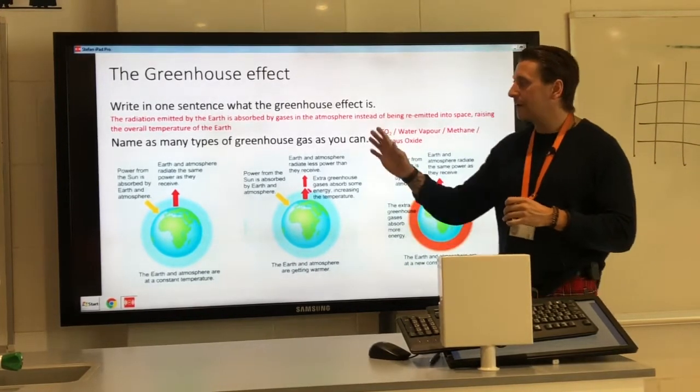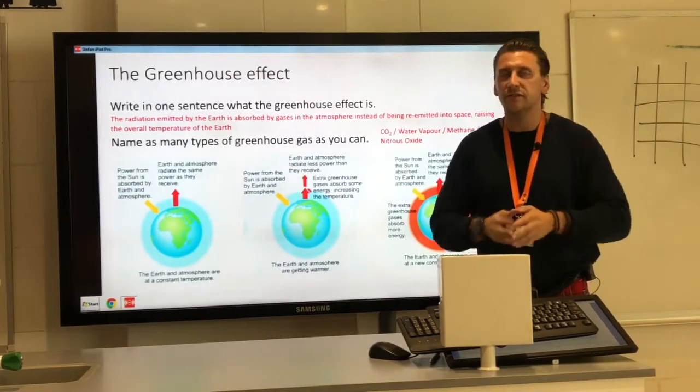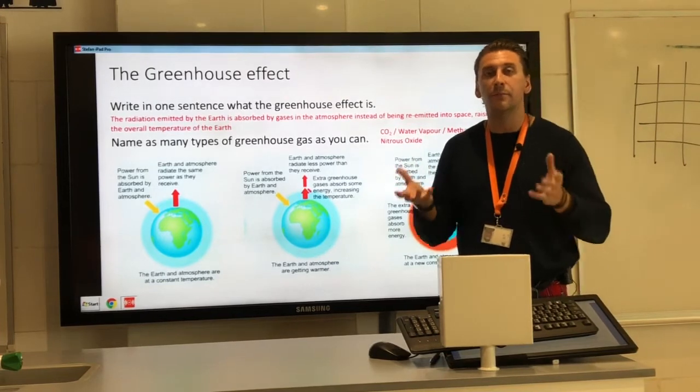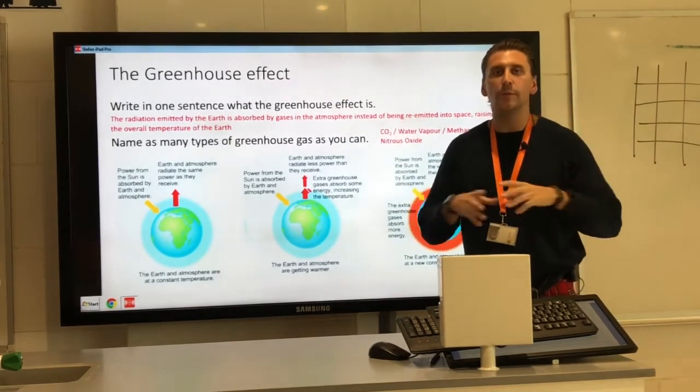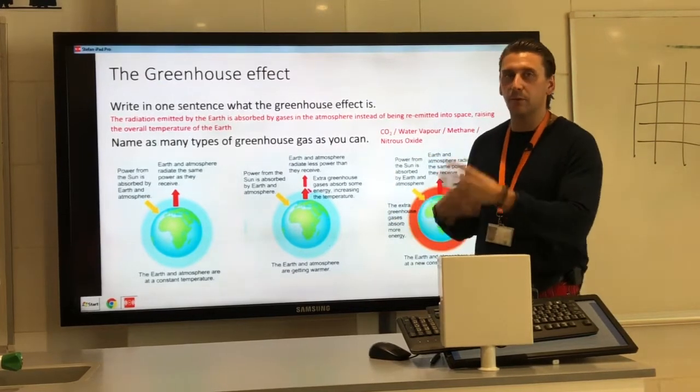Now, if we take a look at the Earth specifically, it's very common knowledge on the planet today that the Earth's temperature is increasing. Global warming is a thing. The Earth is warming up. But let's look at why and what's happening.